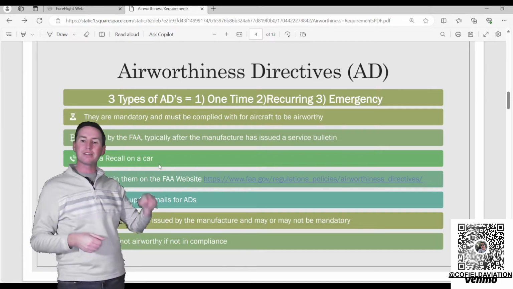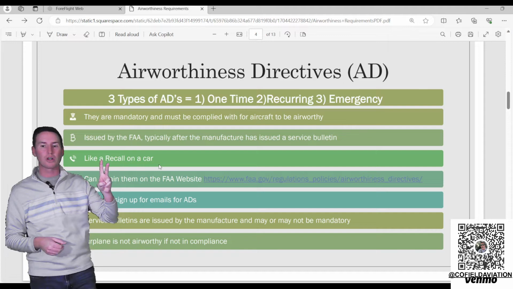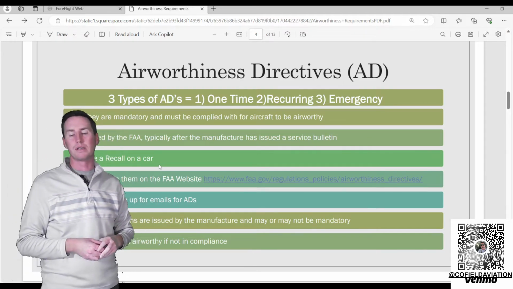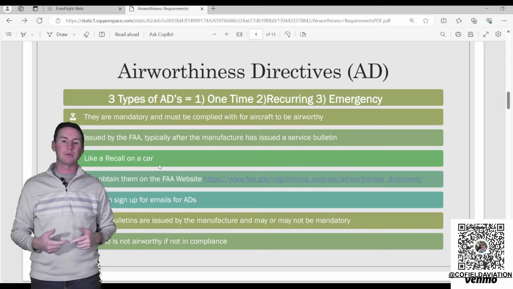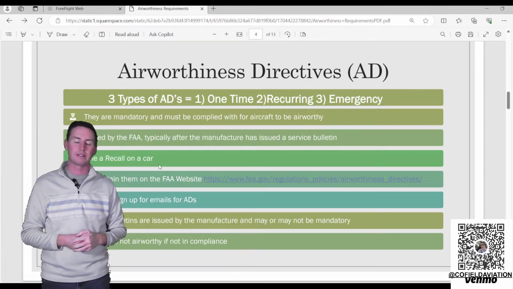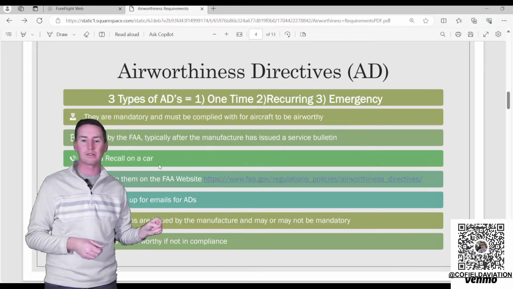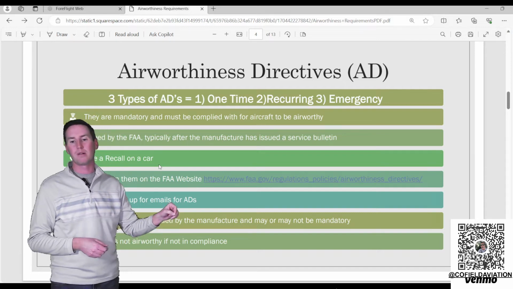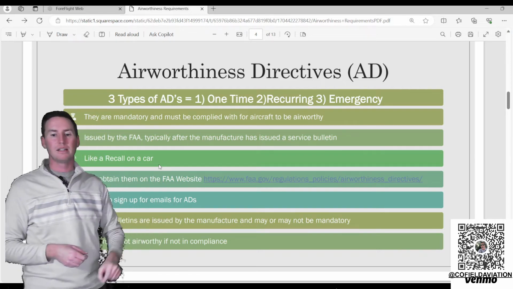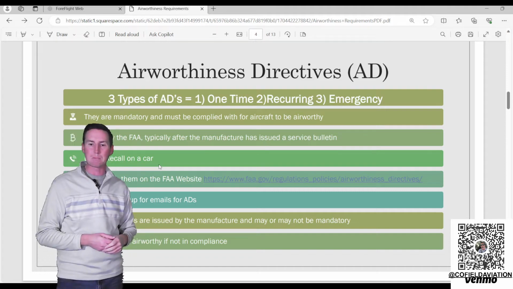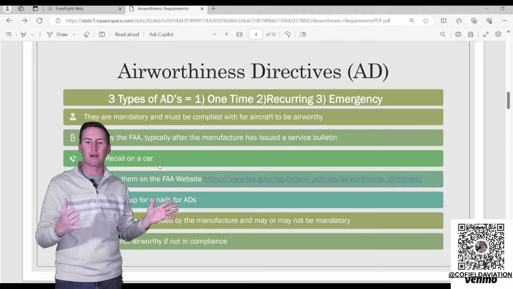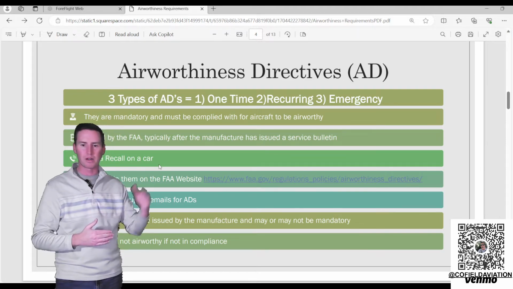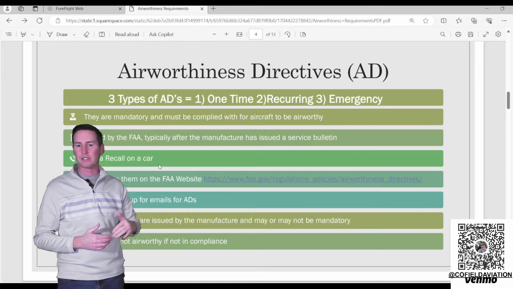So those are the three types of ADs: one-time, recurring, and emergency. Make sure if you've got recurring ADs that you're keeping up with those times, and all your mechanics should be putting in there that this is a recurrent AD, this is when it was complied with, and this is when it's due next. A good mechanic, the IAs, will be using the software to print off the airworthiness directives and where everything's been complied with, all the one-time ADs.